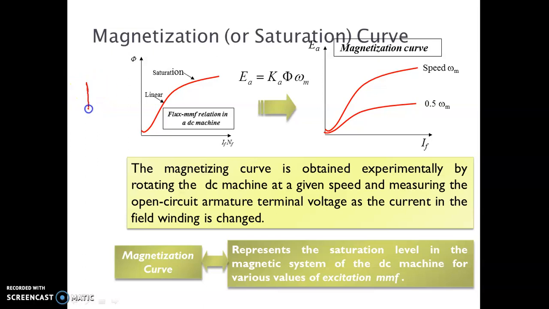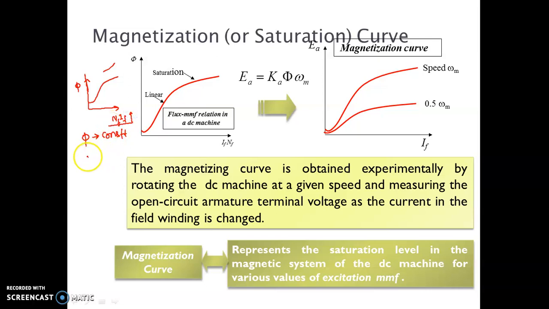Saturation has some effect. This is your number of field turns and field current. It goes like this, and after that saturation starts. So this saturation should not come. This is your flux. If saturation came, I told you what the effect of saturation is. Once saturation came, what will happen? Saturation means phi becomes constant. Phi is not changing.